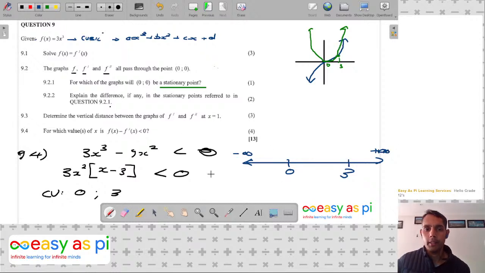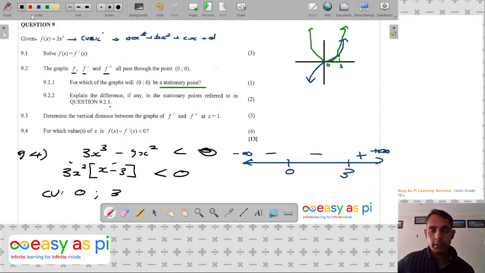If I take minus 1, minus 1 squared is going to be 1 times 3 is 3, which is a positive. And then minus 1 minus 3 is a negative, and a negative times a positive gives me a negative. And then let's take a number between 0 and 3. So let's take 1. 1 squared is 1 times 3 is 3, which is a positive, and then 1 minus 3 is a negative, and a positive times a negative gives me a negative. And then if I take anything past 3, let's take 4. 4 squared is 16 times 3 is 48. That's a positive times a positive, which gives me a positive.